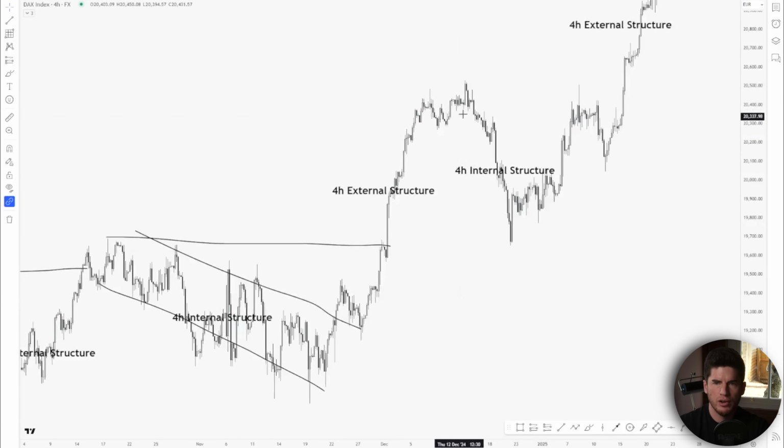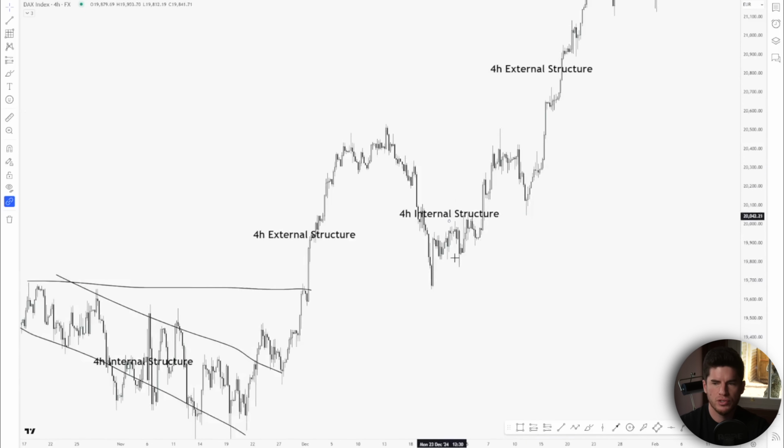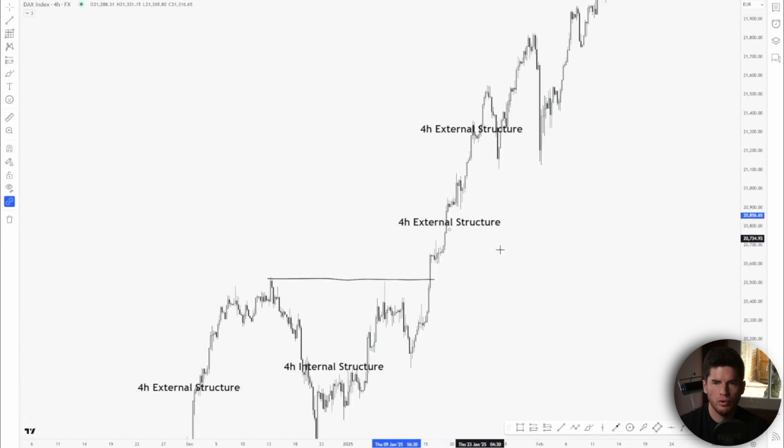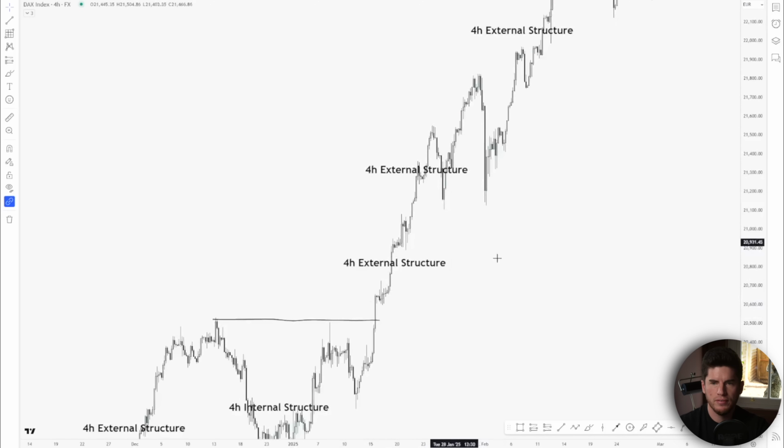As soon as the 4 hour shifts bearish, lower lows and lower highs, we are now internal structure. This is Christmas and New Year 2024. So internal range structure until we break the high. Then what are we? External structure again. 4 hours bullish, 15-minute is bullish.